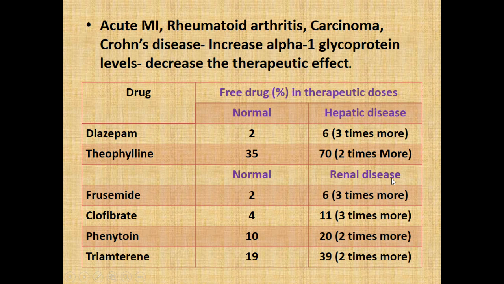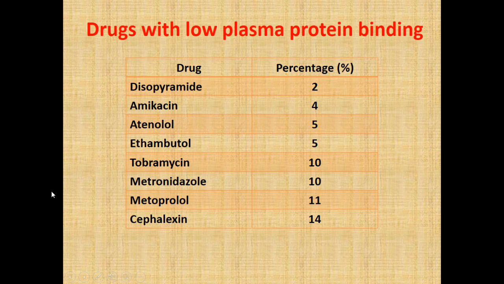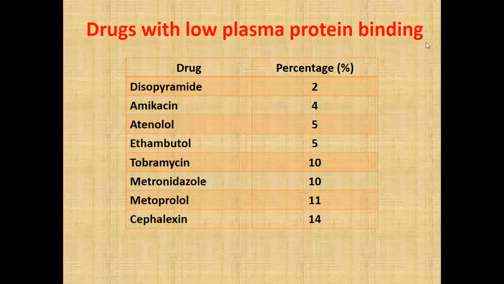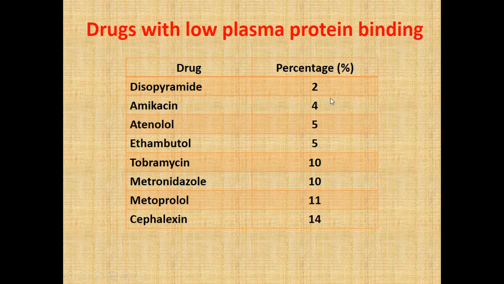Similarly in renal diseases, furosemide is normally 2% but becomes 6%, so the effect is increased three times. The same applies to clofibrate, phenytoin, trimethoprim. But if these are high therapeutic index drugs, no problem. Drugs with a low therapeutic index, like phenytoin and theophylline, will have severe toxicity. Then drugs with low plasma protein binding: these are the drugs with a low percentage of plasma protein binding.